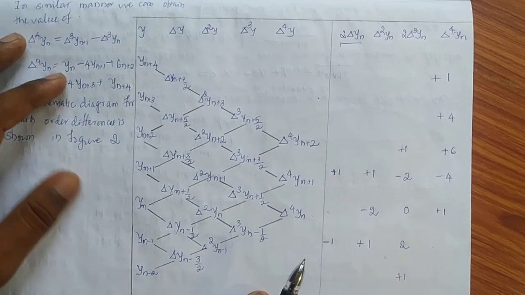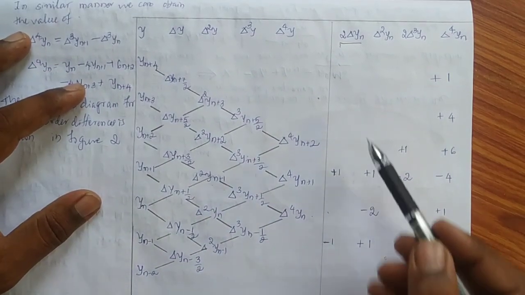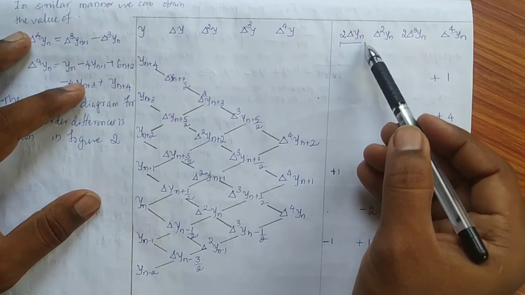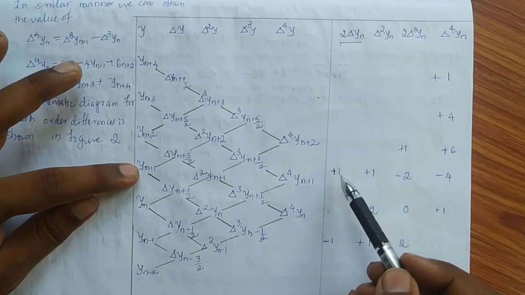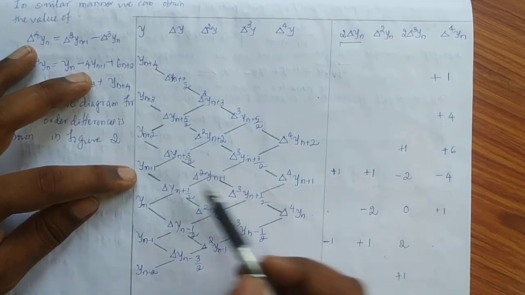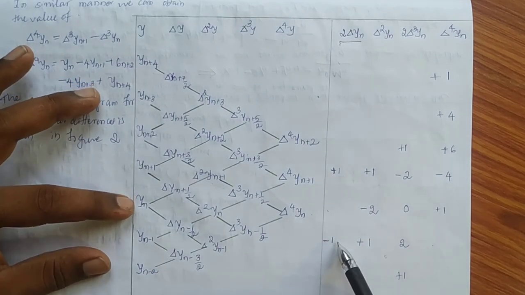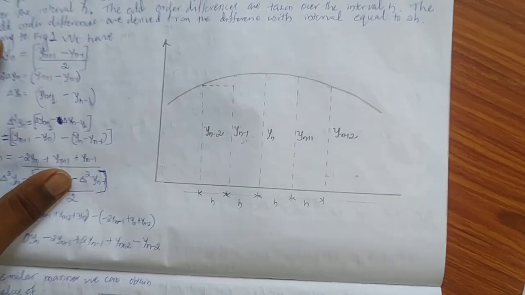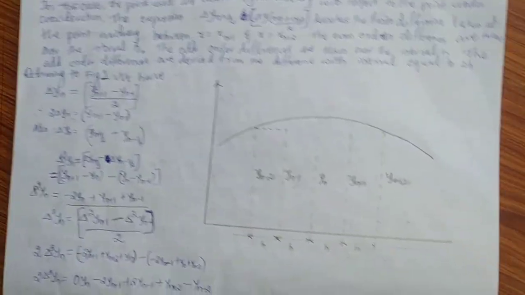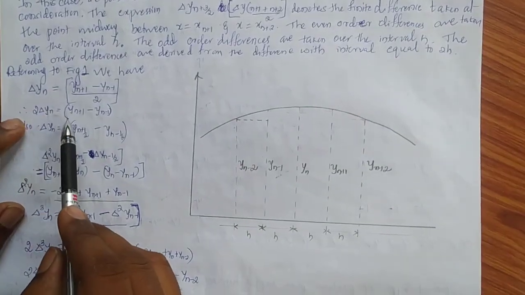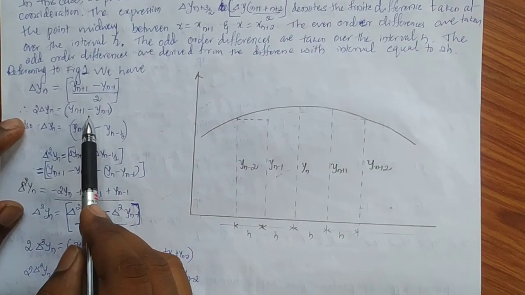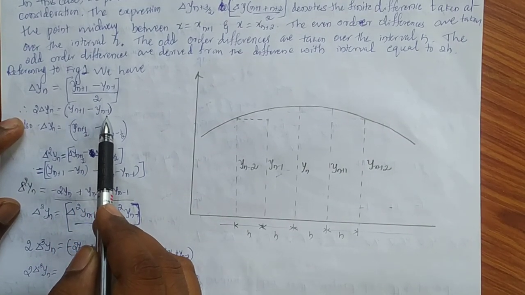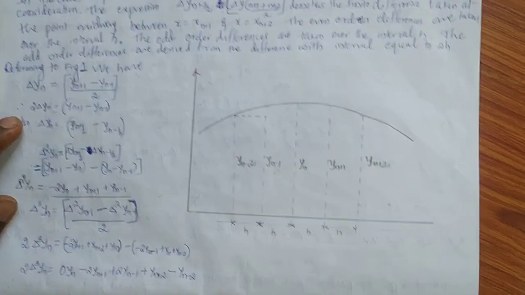Now let us get delta yn. Okay, 2 delta yn. So 2 delta yn is nothing but 1 time yn plus 1 minus 1 time yn minus 1. You can see here. Okay, so 2 delta yn is equal to yn plus 1 minus yn minus 1. Okay, so that's what you have to do.